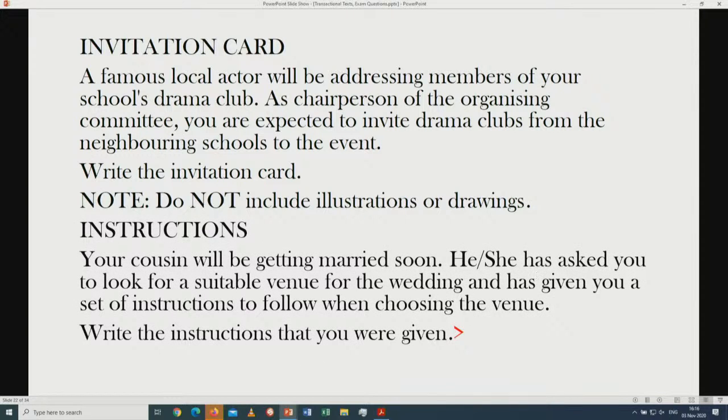Instructions. Okay, this is fascinating. I hope you get something like this. Your cousin will be getting married soon. He, she, it's not gender neutral, has asked you to look for a suitable venue for the wedding and has given you a set of instructions to follow when choosing the venue. Write the instructions that you were given. Isn't that clever? I never thought of something like that.